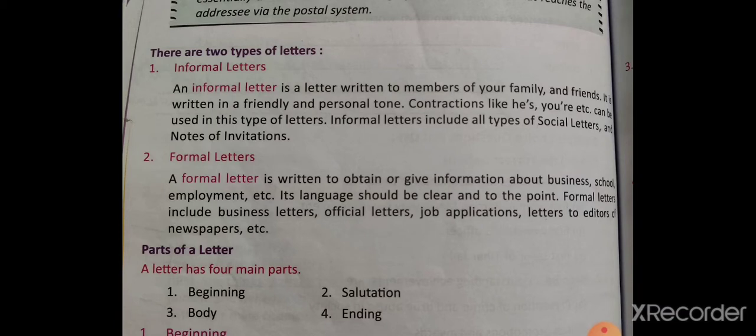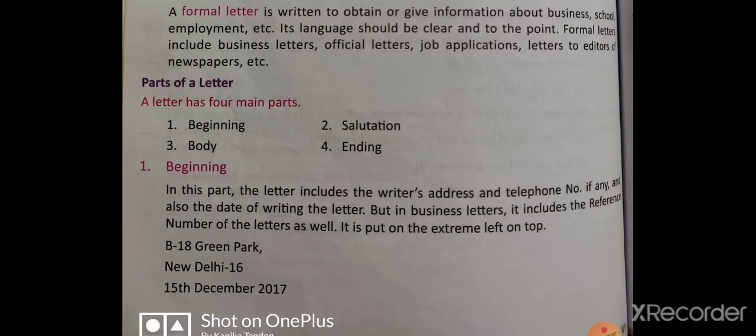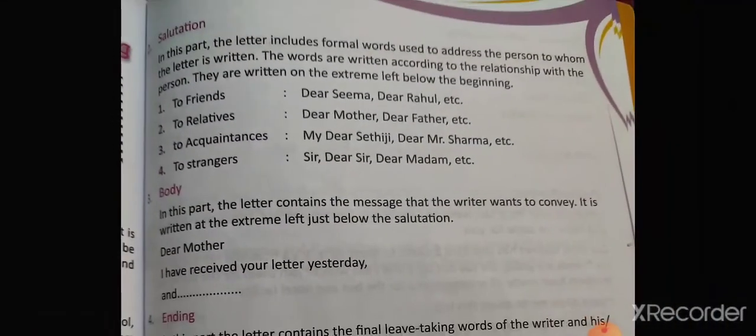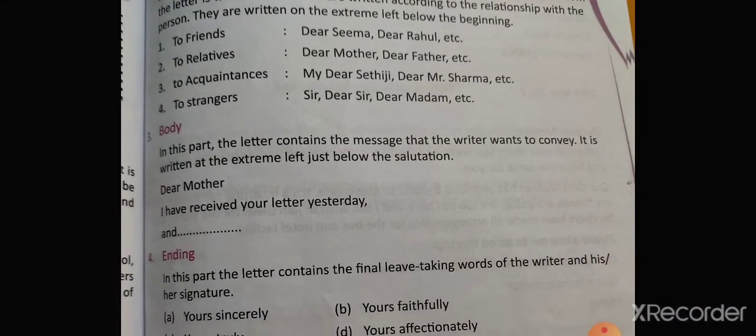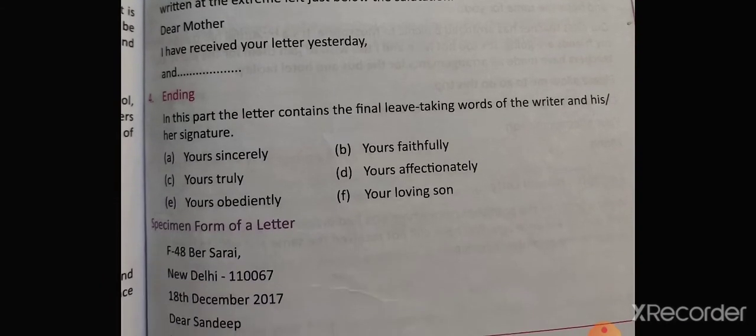Now there is one pattern that we have to follow whenever we are writing a letter, informal or formal. Both types of letters need a pattern to be written. In informal letters, I've already told you that first we start with the beginning, then the salutation, like to friends, dear Seema, dear Rahul, etc. Then to strangers, sir, ma'am, dear sir, whatever. The body is the main part that we write, and the ending is yours sincerely and yours truly.